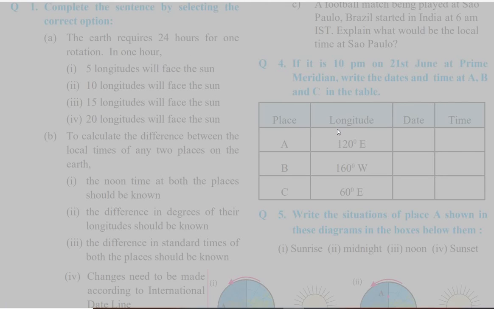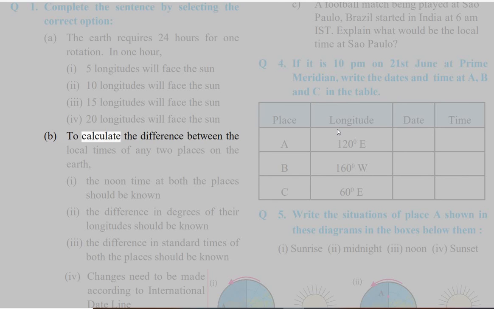Q1. Complete the sentence by selecting the correct option. A. The Earth requires 24 hours for one rotation. In 1 hour, 1. 5 longitudes will face the Sun. 2. 10 longitudes will face the Sun. 3. 15 longitudes will face the Sun. 4. 20 longitudes will face the Sun.